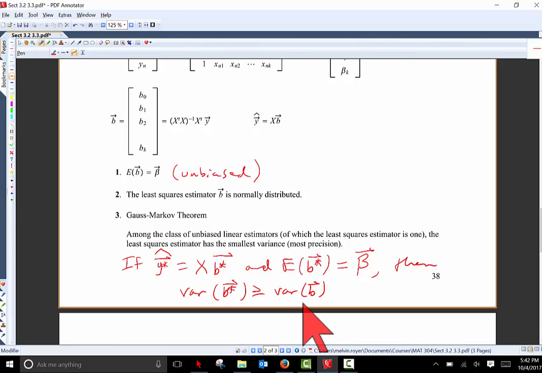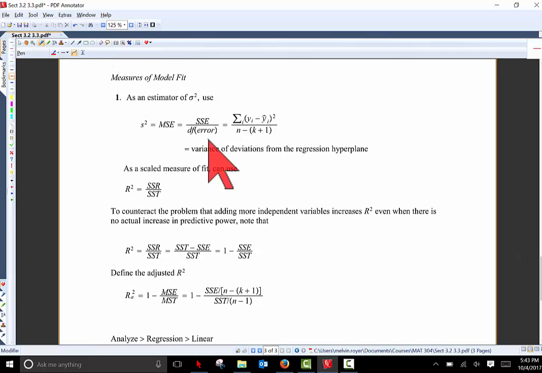In other words, or to put it the other way around, the variance of B is less than or equal to the variance of B star, so the least squares estimator B has the most precision, the smallest variance of any estimator of this type. And that's another good thing. So all else being equal, you can get more precise results by using this estimator rather than anything else you could try.